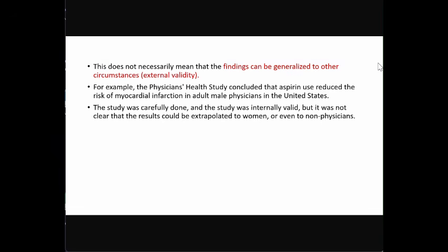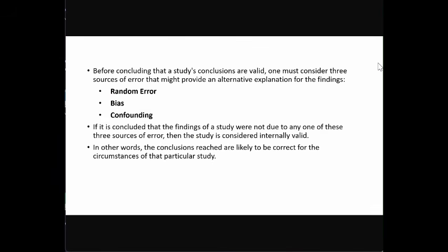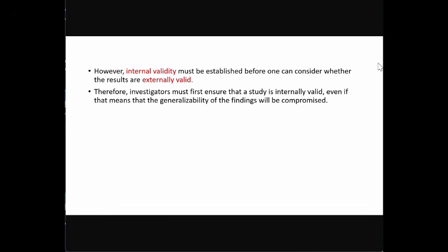Okay, this is an example of generalizability or not. You see, this does not necessarily mean that the findings are generalized to other circumstances. Sorry, let me follow it here.